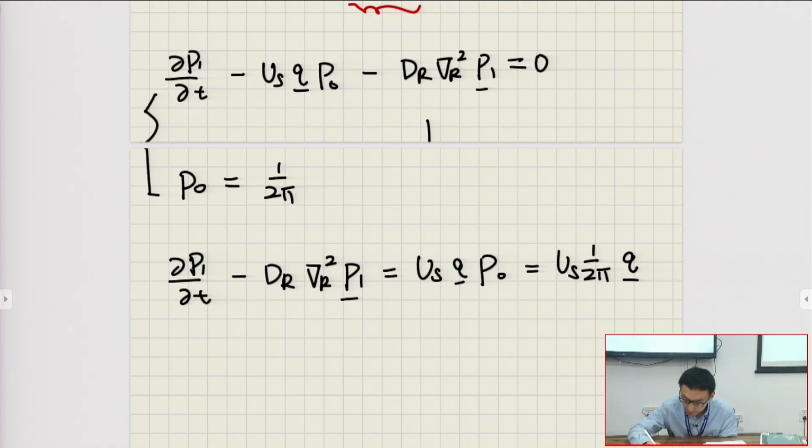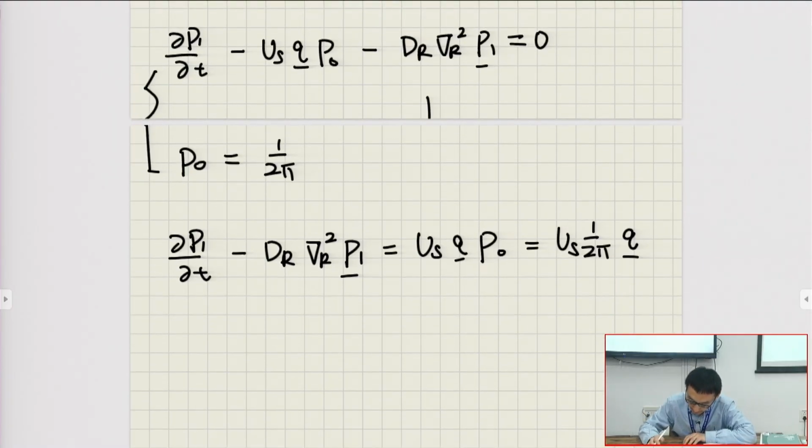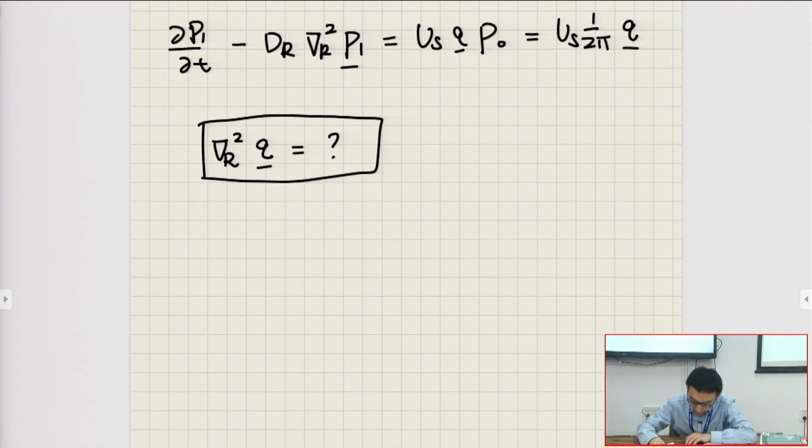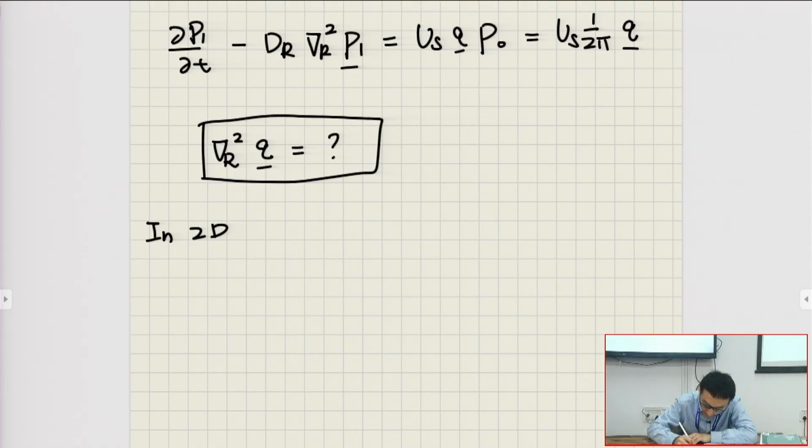And the other thing we need to know here is the following. So we now want to try to solve this equation. And here's something that we know that can help us in solving this equation. If we take the orientational Laplacian of the q vector, what do we get? Well, we don't know yet, so let's try that in 2D, the simplest case in 2 dimensions.